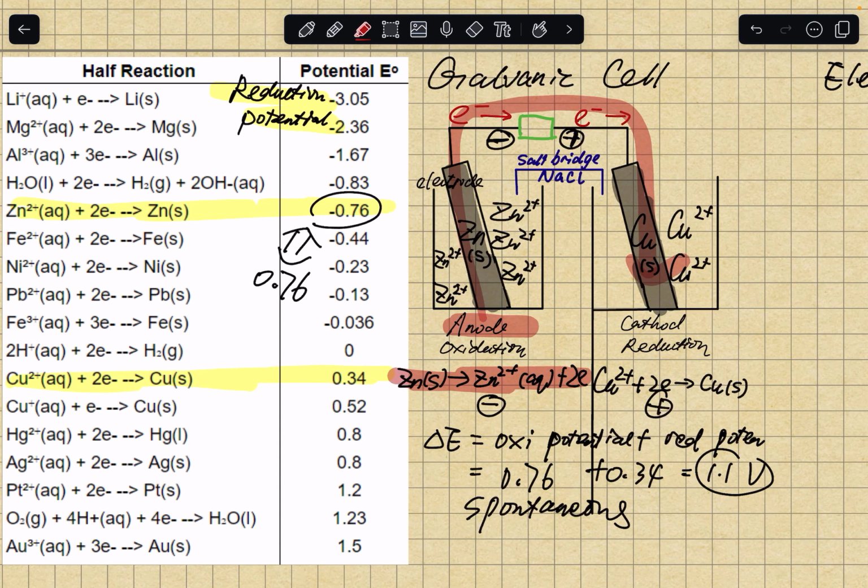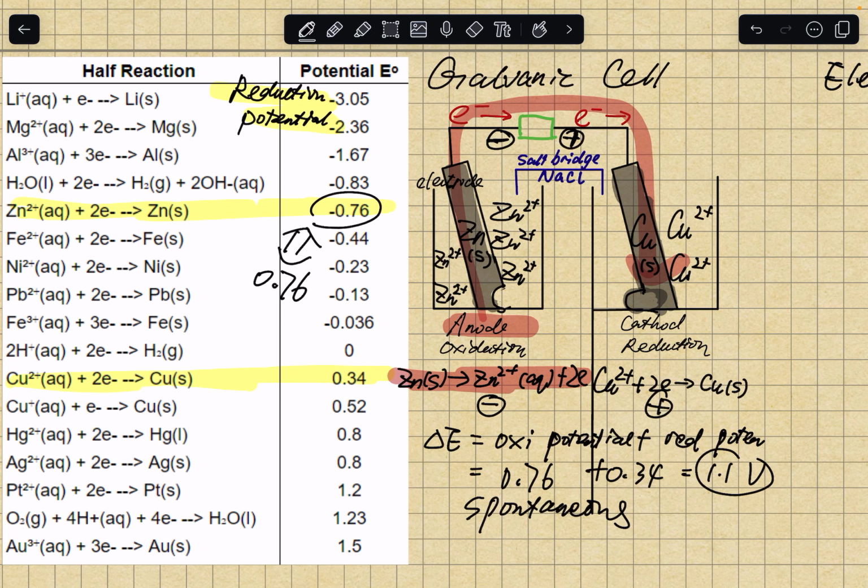As more and more copper solid is formed, I can draw a bulge here, noting that more neutral copper solid is formed. On the other side, I'm losing more and more mass of this piece of solid metal, which we call the electrode. So I can show the shrinking of the zinc electrode, whereas the copper electrode is gaining mass.